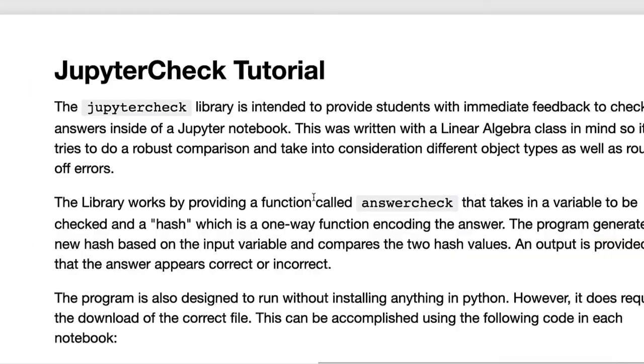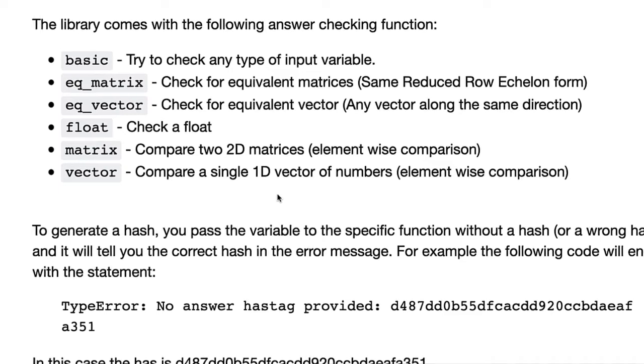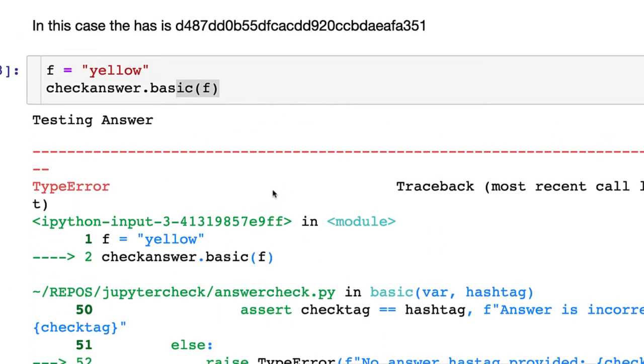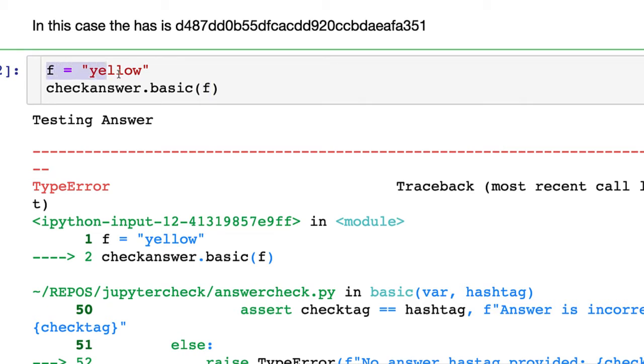So what does AnswerCheck do? AnswerCheck consists of a variety of functions. There's a basic check, there's a matrix check, a vector check, an equivalent vector check, an equivalent matrix check, and a floating check. And all of these add layers of complexity to do what you want to do. But let me just show you basically how it works. The first thing you want to do is give a variable to AnswerCheck, the variable we want to check. Let's say the answer to some question is yellow, so we set the variable f to yellow, and we pass it into the basic check.